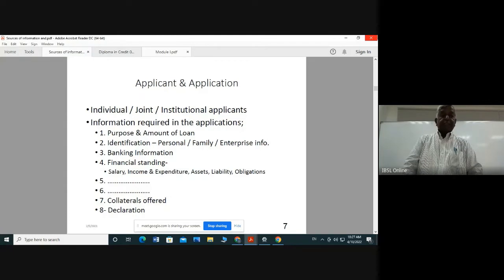Right. So, financial standing of the customer. And then the fifth and sixth, of course, I have left blank. What are the other information items? You would have seen many applications. In the case of individual, joint, and institutional applicants, what other information would have been called for? Here, purpose and amount of loan, identification, personal, family, or enterprise information, banking information, financial standing, and of course salary, income, expenditure, assets, liability, obligations. What else?